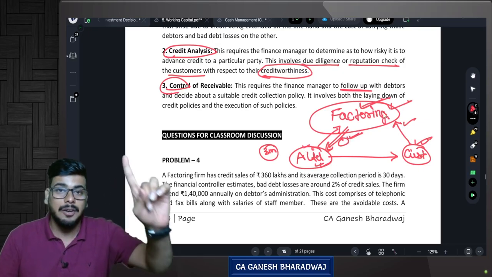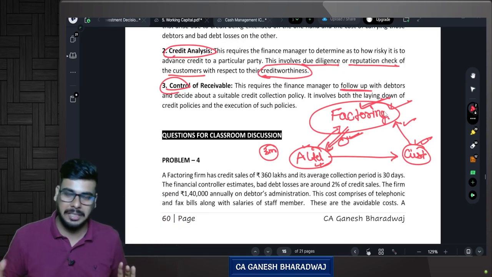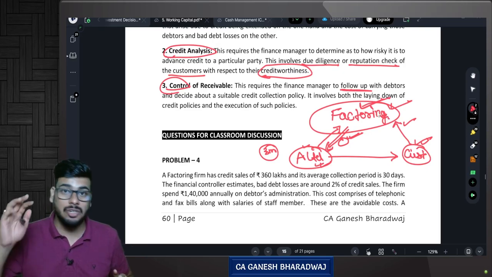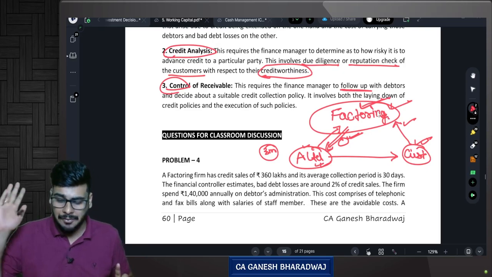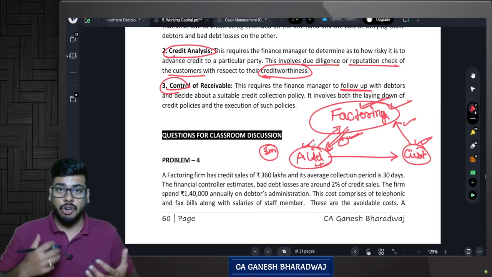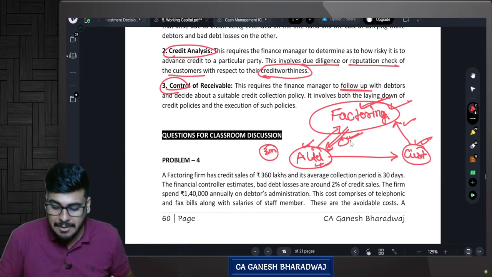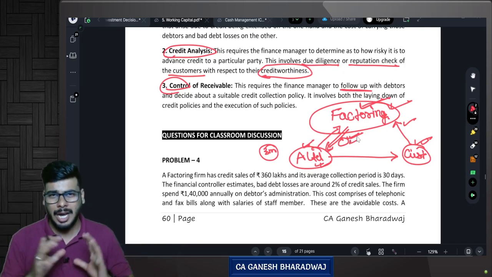So if the factor is bearing the bad debts, it's called a non-recourse factor. If the factor is not bearing the bad debts, he says, no, if there is a bad debt, then I will catch A Limited. It's called a recourse factor. So a non-recourse factor will bear the bad debts. Obviously, the more the risk, the more commission he will expect. Are you clear with this?